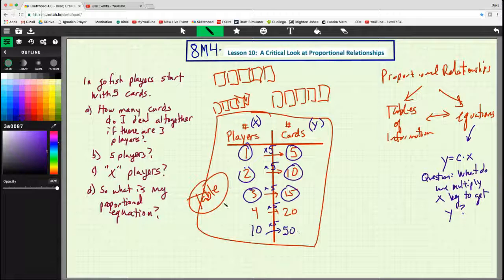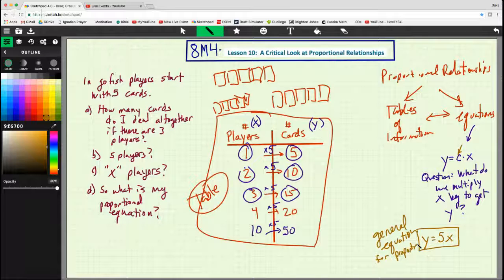So the more general form of this table is the equation. And so our answer is what? What is C? C must be 5. So I can write y equals 5 times x. And this is my general equation for the proportional relationship, where x equals the number of players and y equals the number of cards.